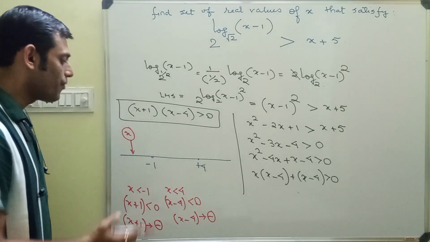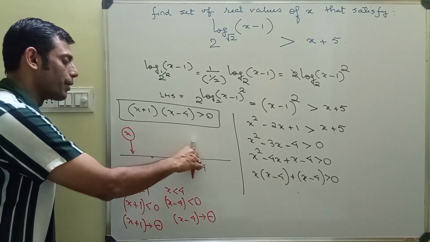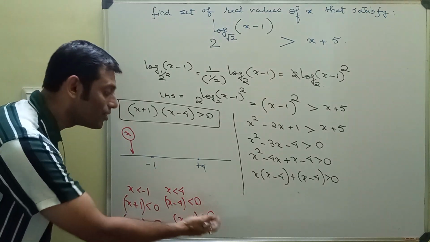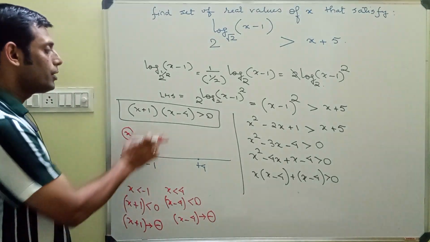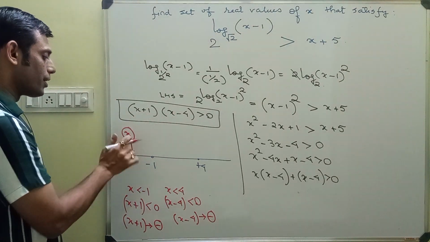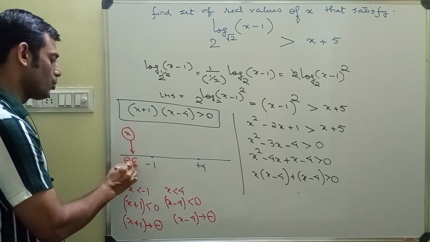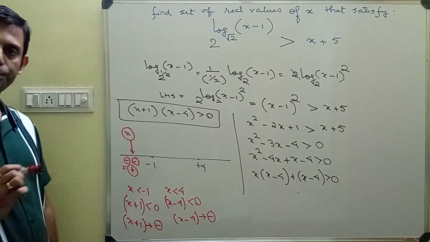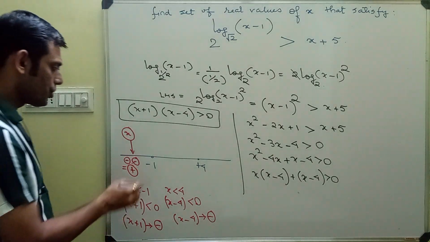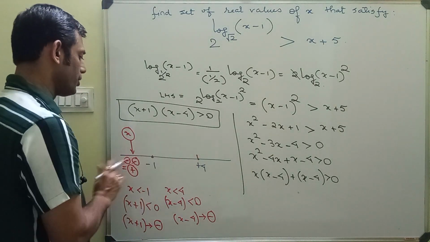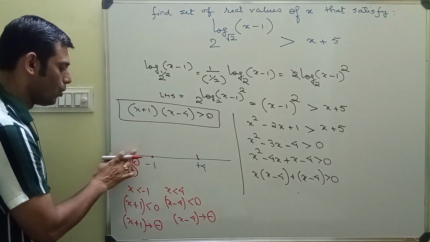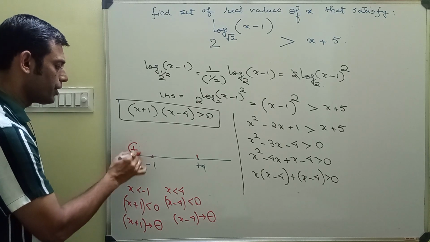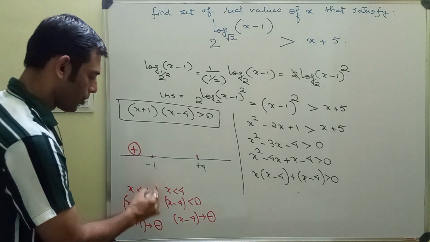Now consider, if I am to the left of a number, my factor turns negative. Therefore, the product here turns negative into negative, which equals positive. Now suppose you are in this region. The product here is positive effectively because of the product of two negatives.